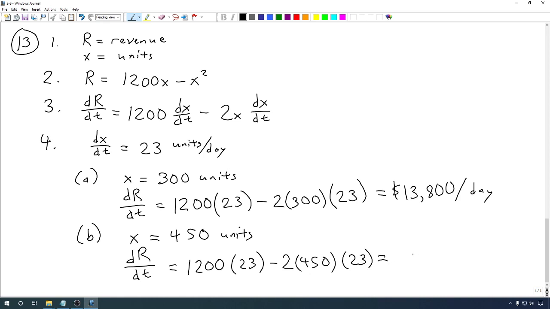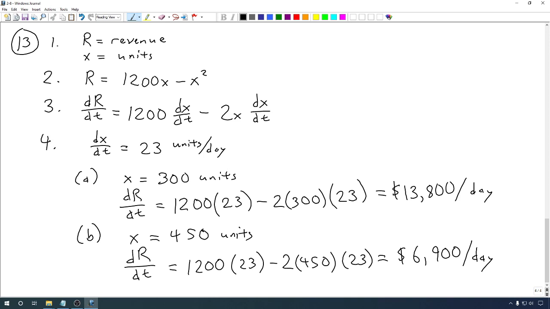Again, just going to use a calculator for this. We get 6,900 with the same units. Those are dollars per day. So that means if we're already selling 450 units, and the next day we're going to sell 473 units, then we expect our revenue to actually increase by $6,900.